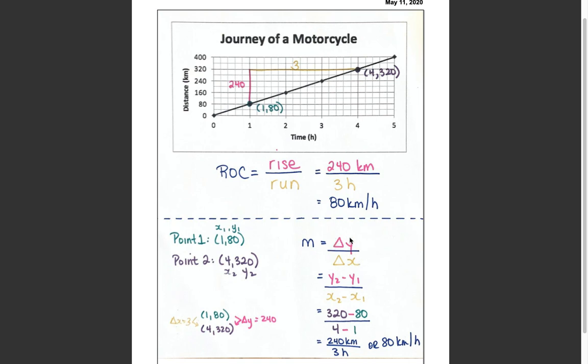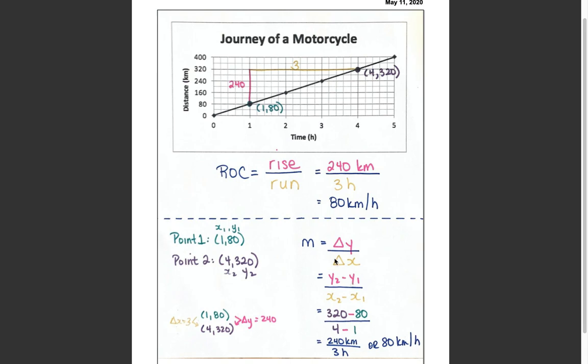And now if I want to get even a little bit more technical here, I can say that I know the change in y is going to be equal to my 320 minus my 80. Well, the 320 is the y coordinate of my second point, so I'm going to call that y2. And I'm going to subtract the y coordinate of my first point, so I'm going to call that y1. So my delta y, my change in y, or my rise, becomes y2 minus y1.